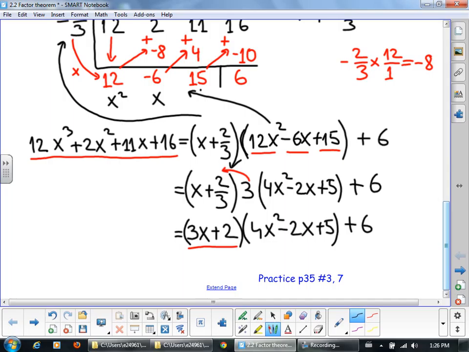That wraps up our synthetic division. Now there's a few questions on page 35, number 3 and 7. Some of the questions ask specifically for synthetic division, but I suggest you try long division as well just to practice. And I will also leave a handout for extra practice.